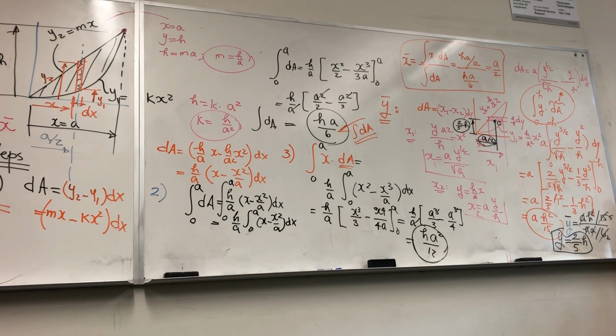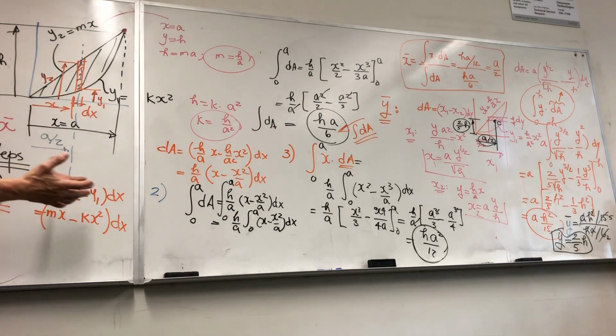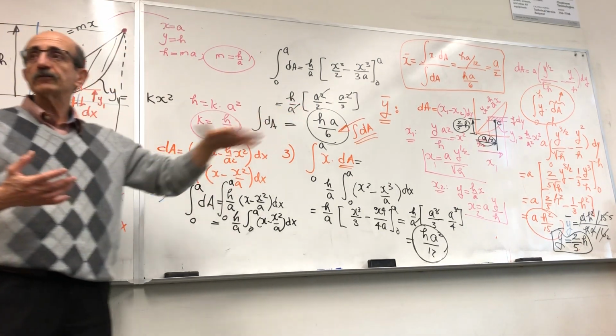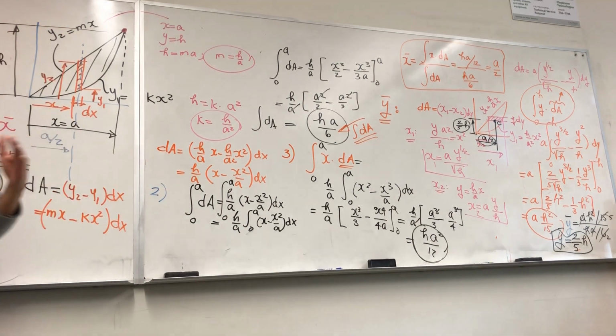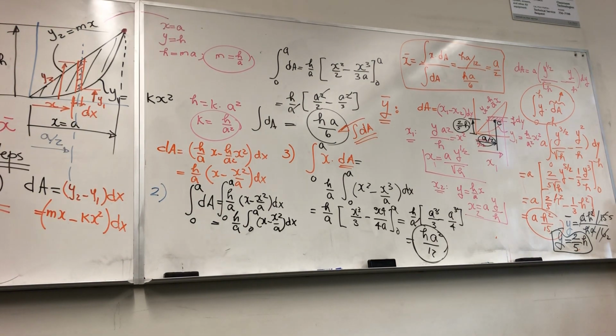For y bar, the only thing is you just need to set up the differential area with sides parallel to the x-axis, so it will be a function of y. dA will be a function of y. So the bounds of integration are for variation of y, in this case from 0 to h. Evaluate that, divide it by the same integral. You've already evaluated it in the first place, and then you get y bar. Okay? So that's it. Any questions?